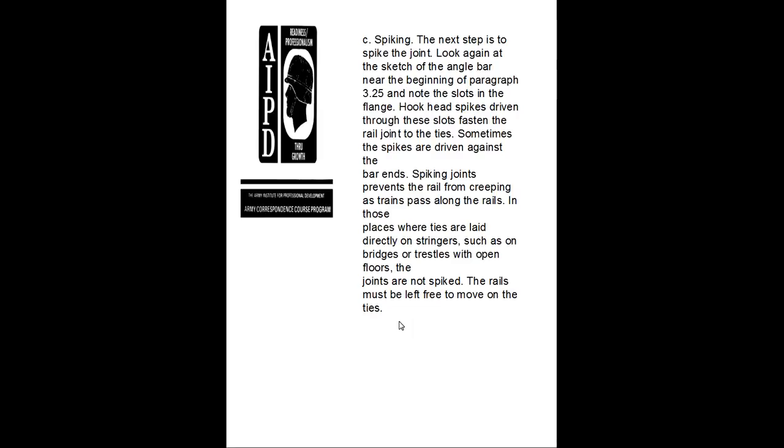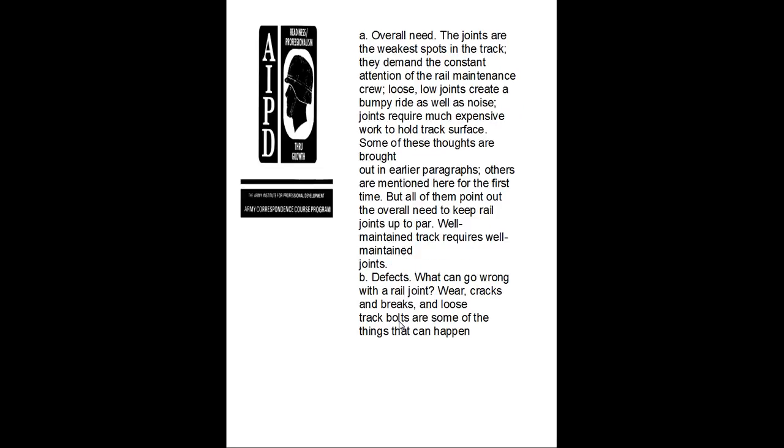C. Spiking. The next step is spiking the joint. Looking again at the sketch of the angle bar near the beginning of the paragraph, note the slots of the flange holding the heads of the spikes driven, and that these slots fasten the rail joints to the ties. Sometimes the spikes are drawn against the bar ends. Spiking the joints prevents the rail from creeping out along the rails in those places where the ties are laid directly on stringers, such as on bridges, trestles, or with open floors. The joints are not spiked. The rail must be left free to move on the ties.